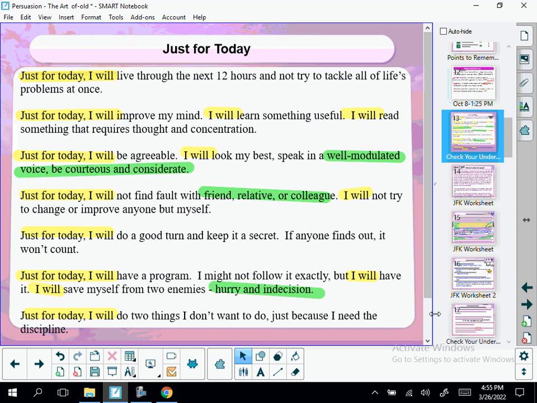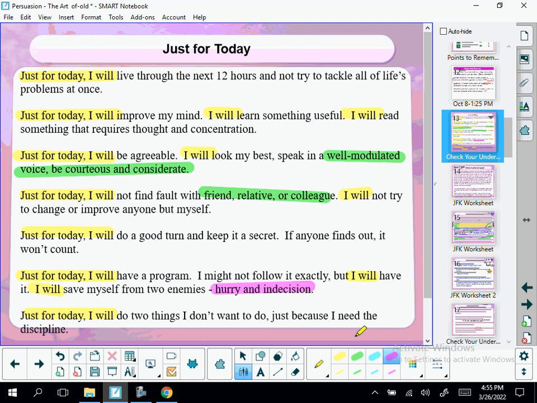Okay, so I used yellow, and I also used green for a couple of other things. I probably should have a different color for my personification, so I will erase that here. All right, so what color should I use? I'll use purple. Okay. So I used yellow for the anaphora because we've already talked about it. It's at the beginning of a sentence. And then I found a couple of places where there's parallelism because it's a list: friend, relative, colleague. Well-modulated voice, be courteous and considerate. Although I'll be honest, that's really weak parallelism.